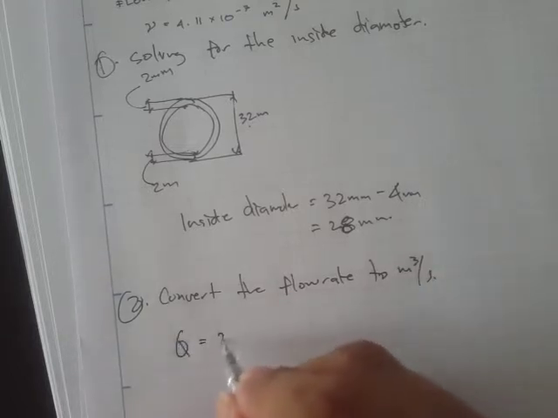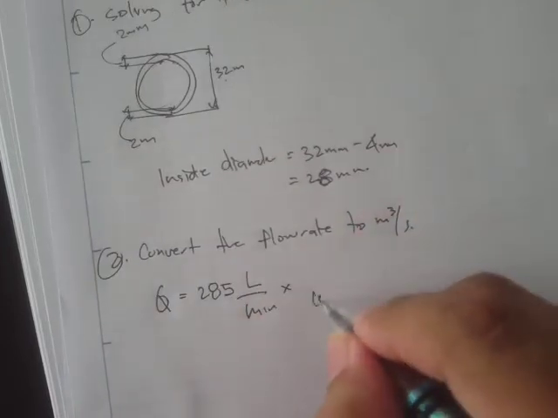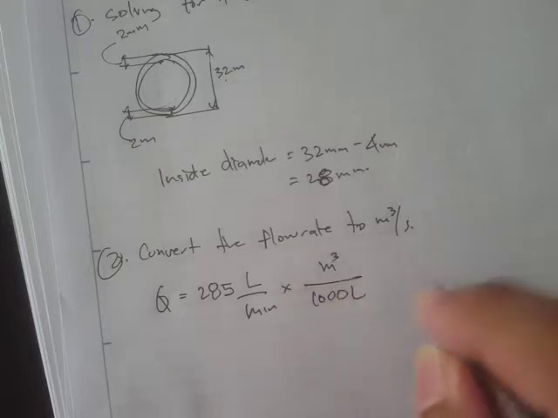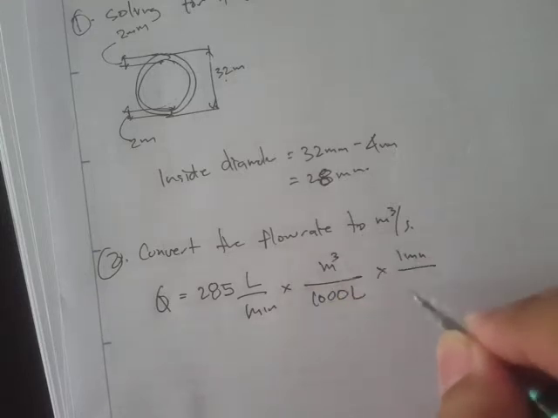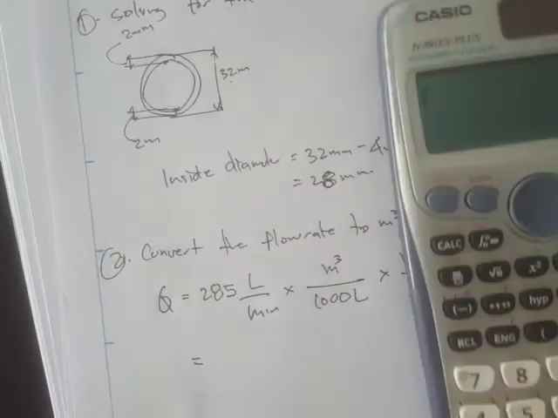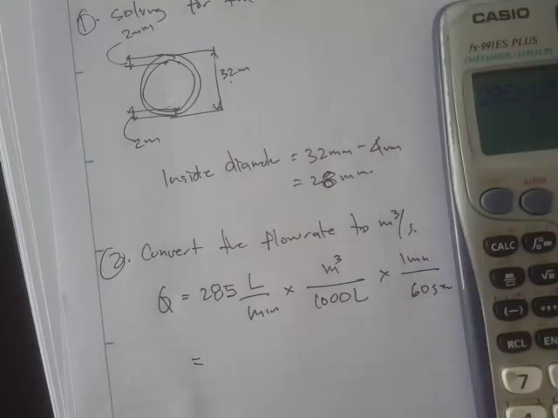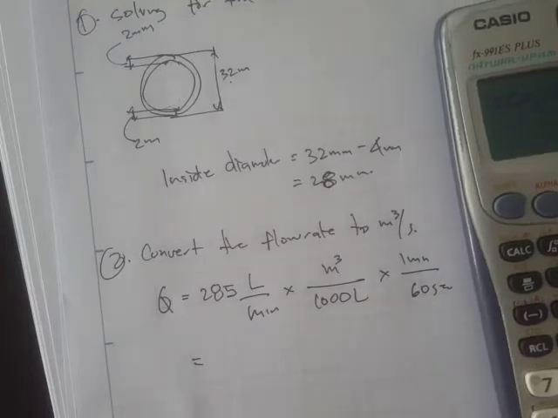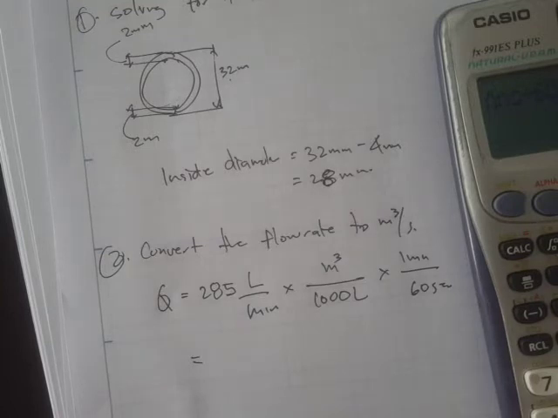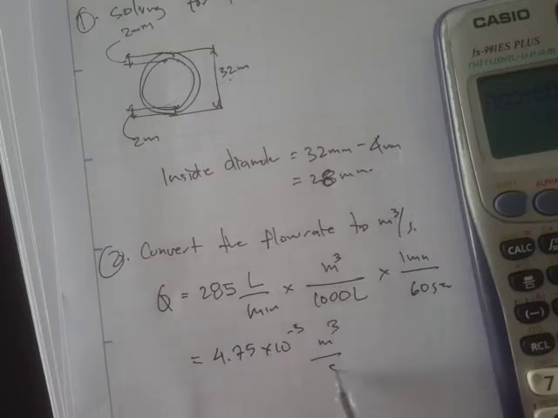So we have Q equal to 285 liters per minute, times 1 cubic meter per 1000 liters, times 1 minute per 60 seconds. And that's equal to 285 divided by 1000 divided by 60, and that's 4.75 times 10 to the negative 3 cubic meters per second.